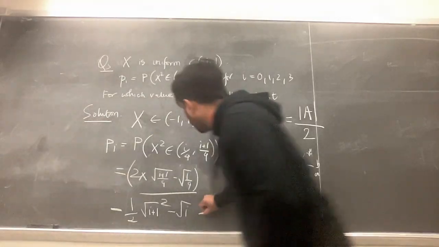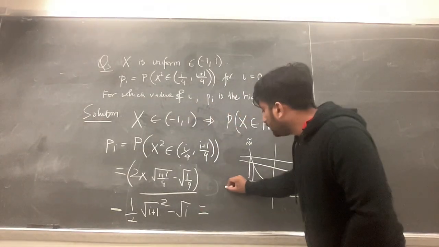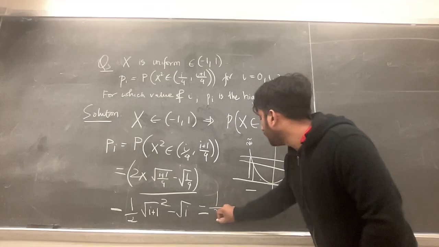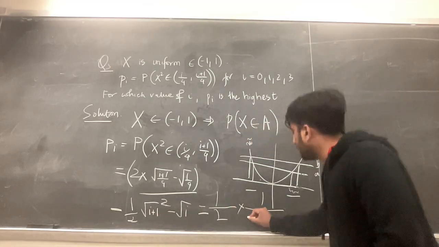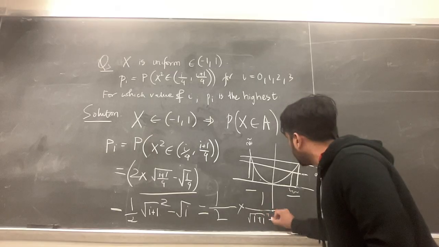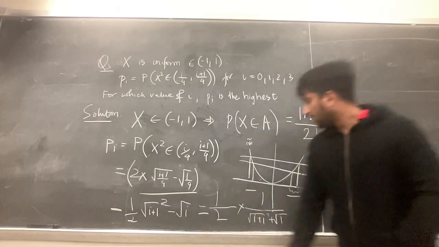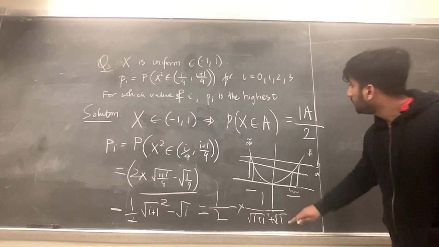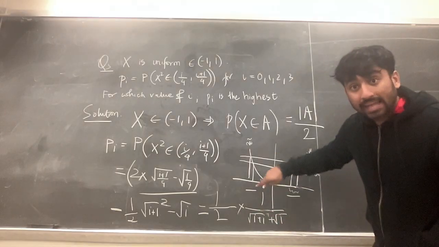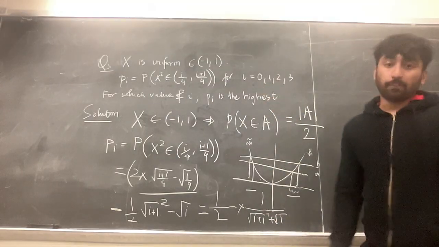And if you rationalize it, you will get half times 1 by (root of (i plus 1) plus root of i). And you can see that as i increases, this decreases, right? So it has the maximum value for i equal to 0.